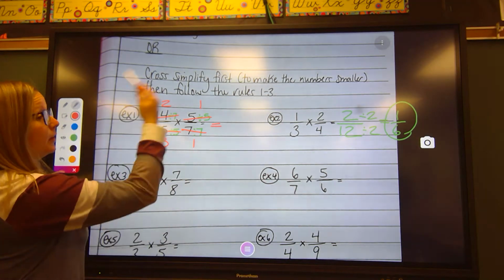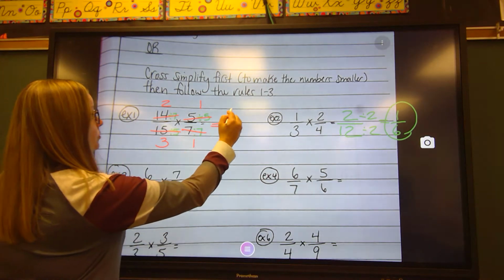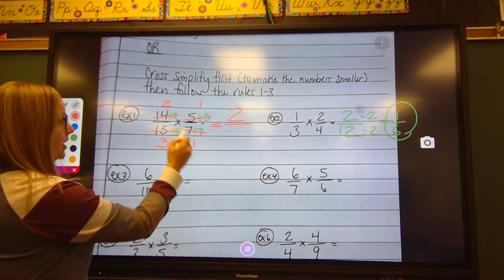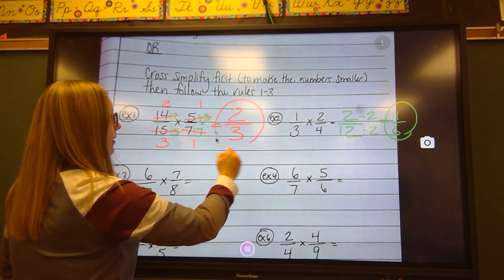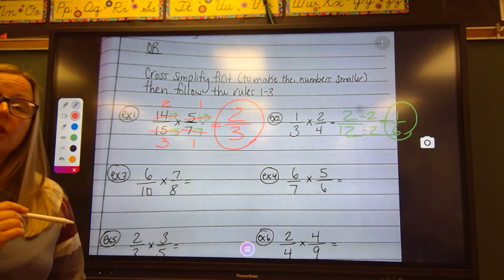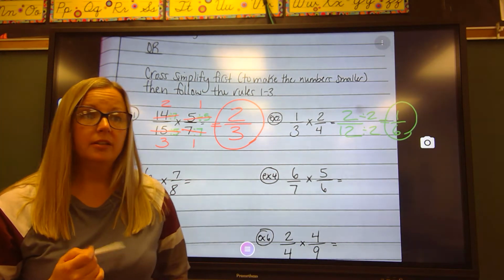So now I do my rules. Top times top, or numerator times numerator, which is 2. 2 times 1 is 2, over bottom times bottom, denominator times denominator, 3 times 1 is 3. That is a way faster way of getting there. Got to do a little work inside the problem before you can cross the street, but it helps.